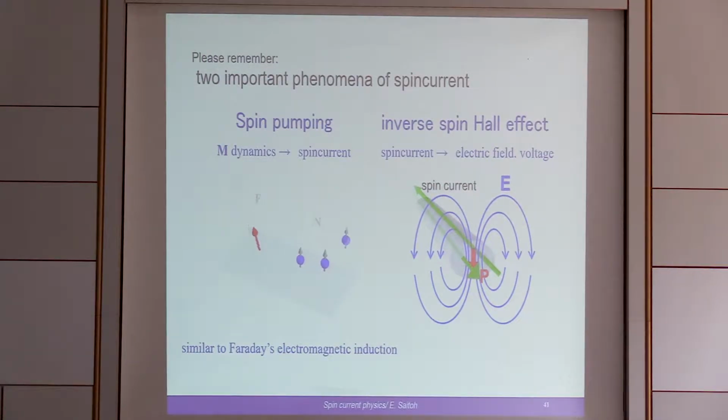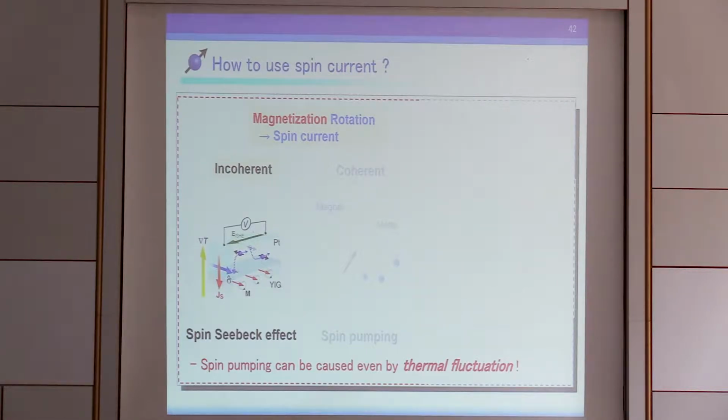So we showed that the spin current can be created from the rotation of magnetization. Then spin pumping and the inverse spin Hall effect are two important features in spin current physics. So the spin current is created from the rotation of the magnetization, and it can be observed in terms of the electromotive force. Okay, then next I'd like to show that not only a coherent mode, but thermal fluctuation can realize spin pumping, which is called the spin Seebeck effect. Spin pumping can be caused even by thermal fluctuation.